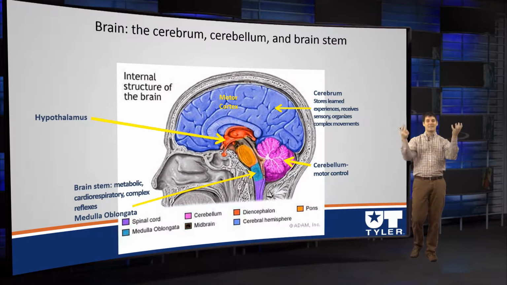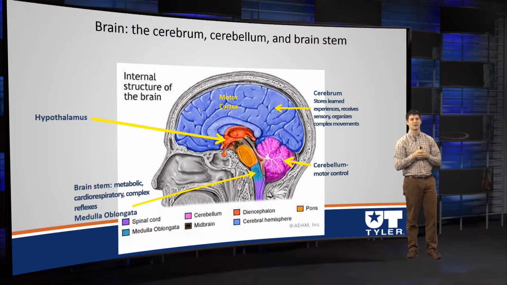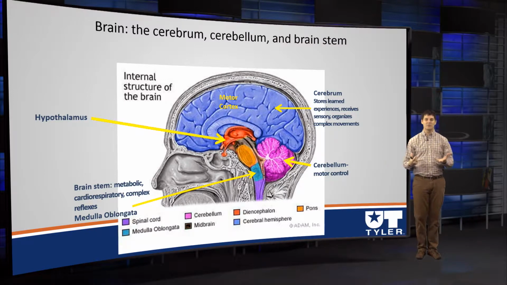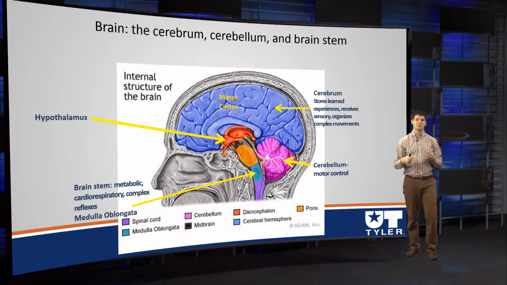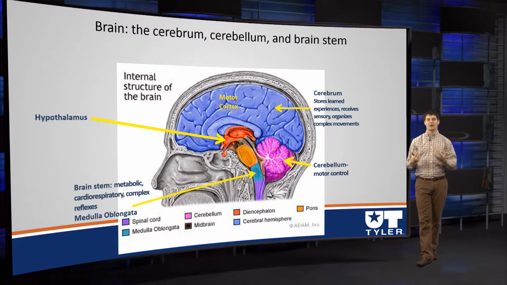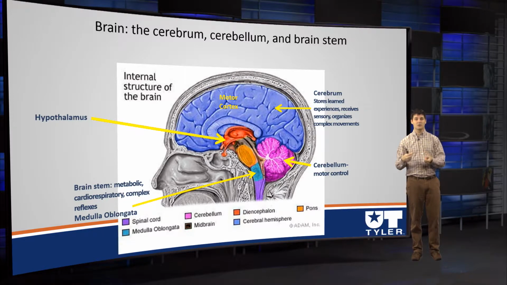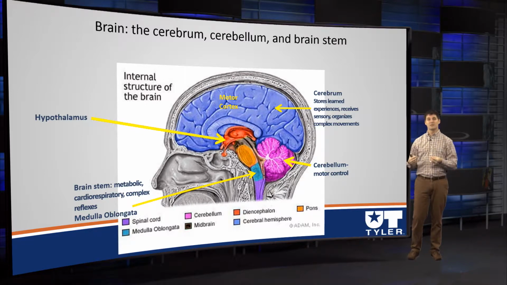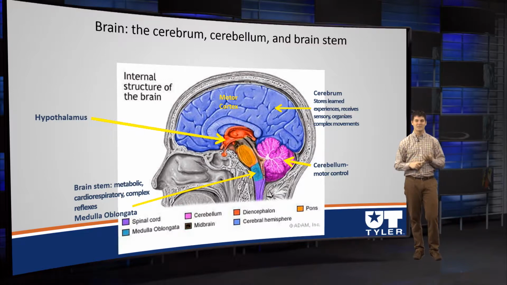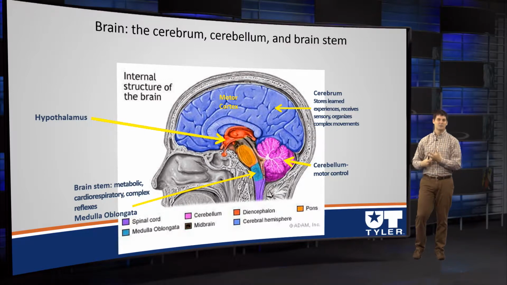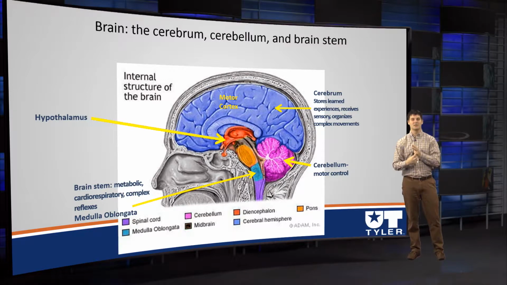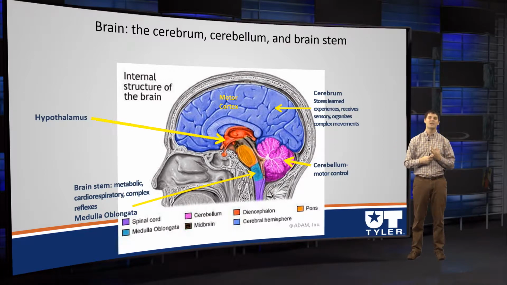The cerebrum is the really large portion shown here in light blue. This is important for storing learned experiences, aka forming memories. As you are probably well aware in exercise physiology, we're able to store learned experiences so that we can then improve performance. We're able to create motor programs. Those are all located in the cerebrum. It receives sensory information and organizes complex movements. As you might imagine, this is really important for being able to perform very complex tasks.